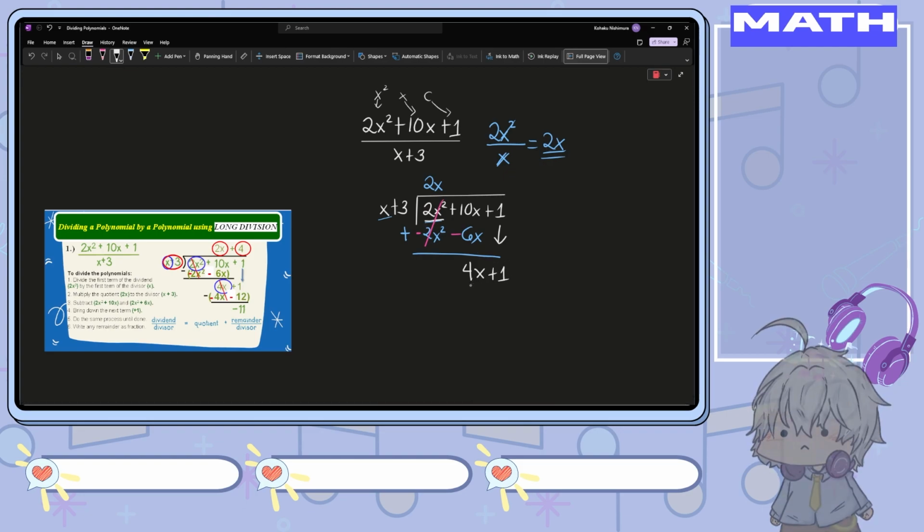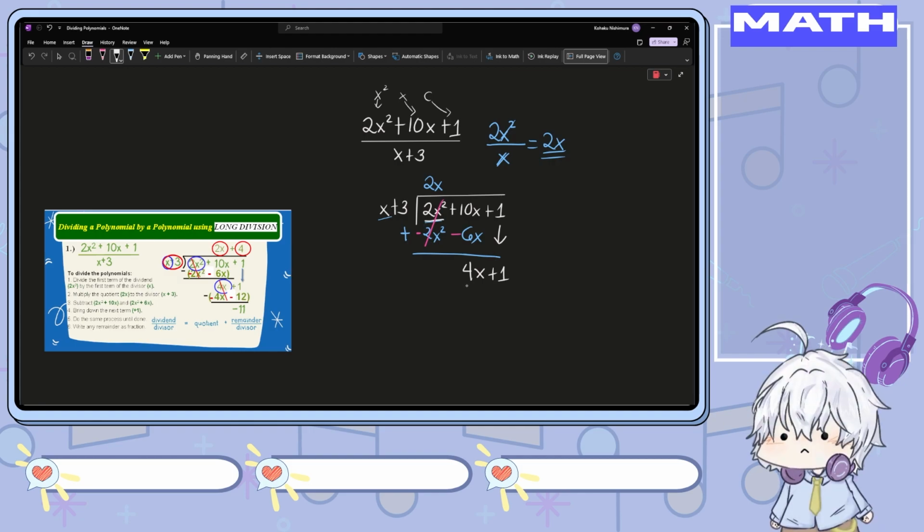Again, we just do the same step. We look at the first term. In this case, it's 4x now, and on the divisor, we have x. So 4x divided by x is 4. We write this positive 4 here. Then we need to multiply that 4 again to both x plus 3. 4 times x is 4x, and 4 times 3 is positive 12.